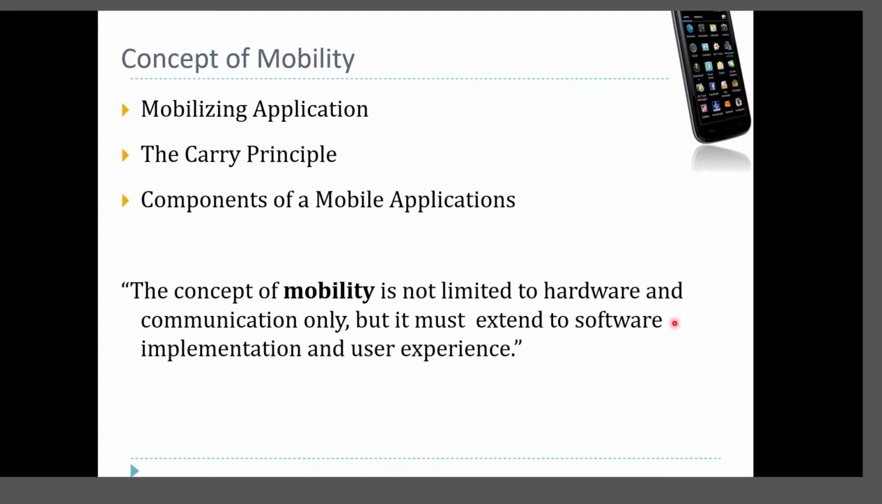So how do you design software to be mobile? You have to look back into the very first chapter that we learned, that is the mobile user characteristics and the mobile device characteristics. Those two principles must be adhered to.